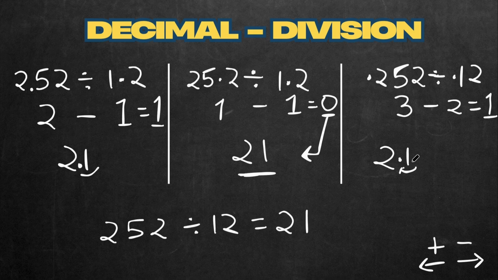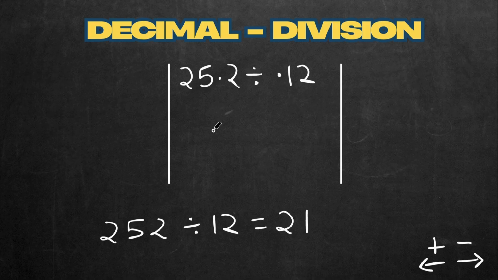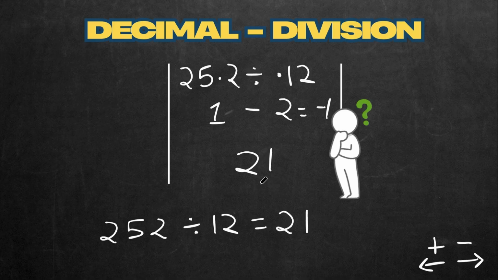Okay, now there's one peculiar case that I want to share with you. So just give me a moment, let me adjust the numbers and then we will look at it together. Okay, so in this special case, if you see, there is one decimal point in 25.2 and there are 2 decimal points in 1.12. So 1 minus 2 will be minus 1, right? And if my final answer is 21, where shall I take the decimal point, right?